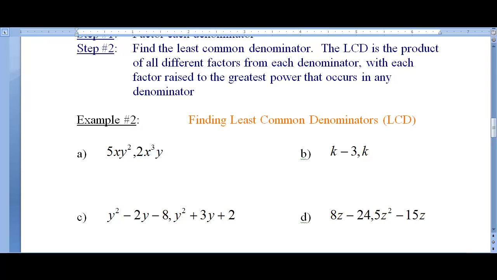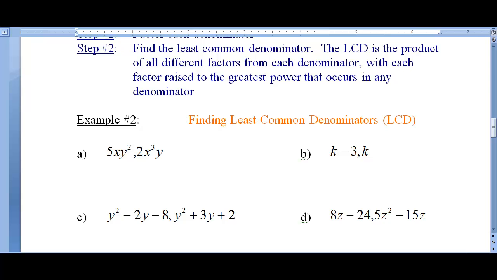Let's review finding the LCD, or the least common denominator. To find the LCD, we look at the denominators of the fractions in which we're adding or subtracting. The LCD is the product of all different factors from each denominator, with each factor raised to the greatest power that occurs in any denominator.